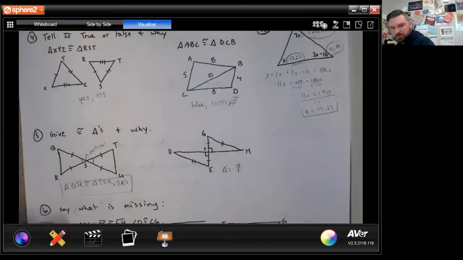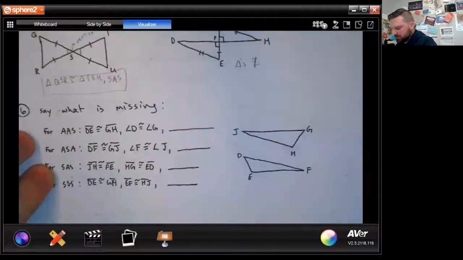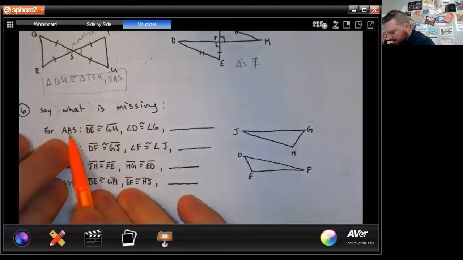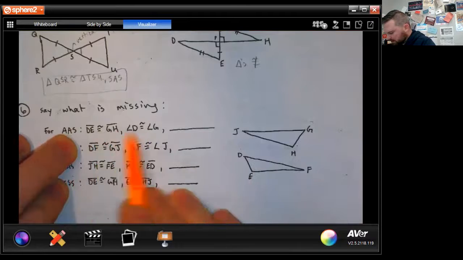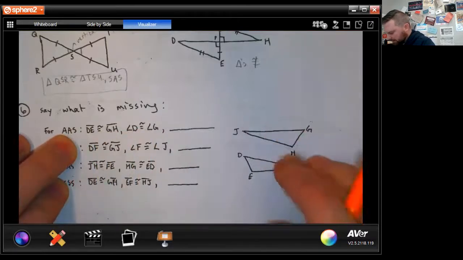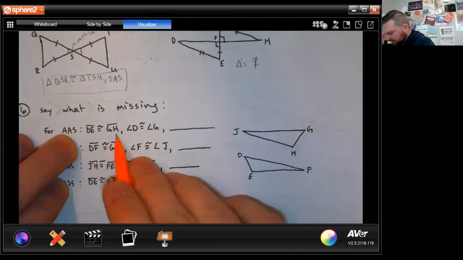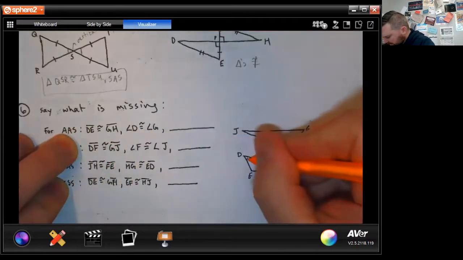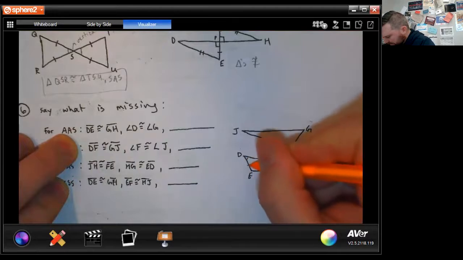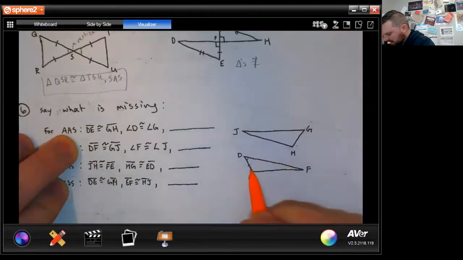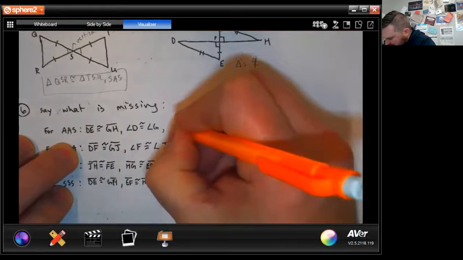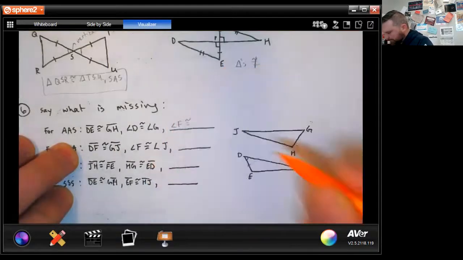Okay, so on number 6, they give you these 2 triangles over here. Say what is missing. If I want to use angle-side, they give me these 2, and I need to find the third thing. They give me a side and this angle, so let's say they give me angle D inside DE. For angle-side, or side-angle, I need side-angle, and then I need this angle over here, angle F, congruent.